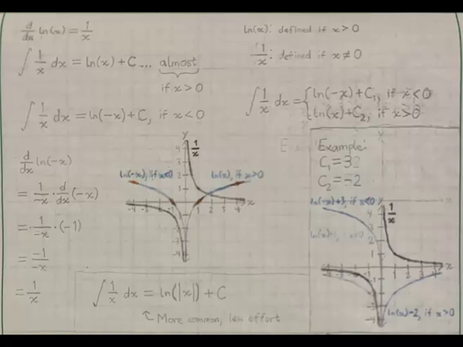However, note that the antiderivative of 1 over x is usually rendered as ln of the absolute value of x plus c. The absolute value function flips the sign of a negative number, but leaves a positive number unchanged, just like we want. This doesn't quite achieve the fullest generality, but it's written this way mainly for convenience.